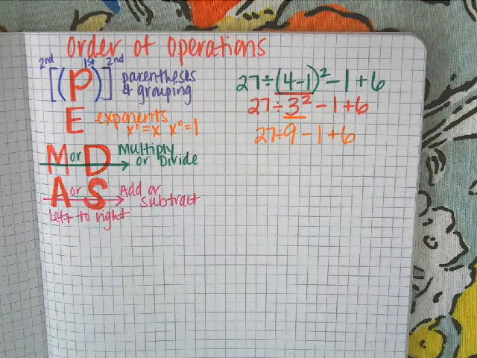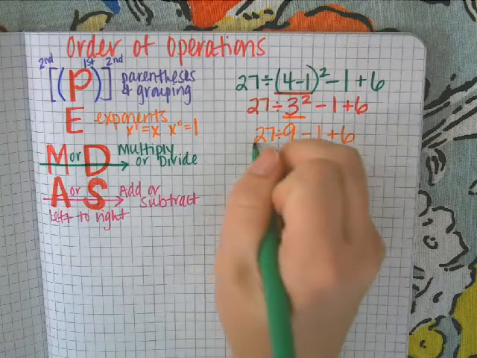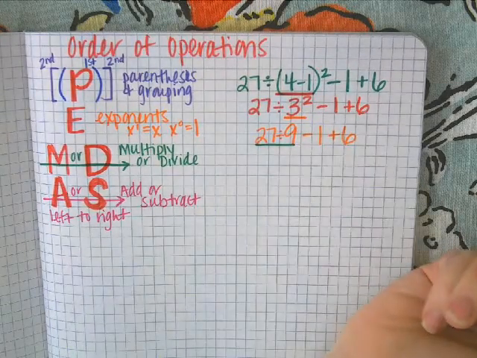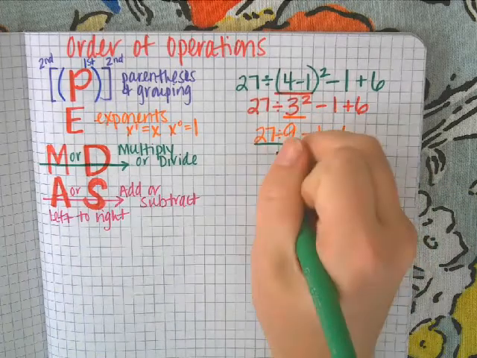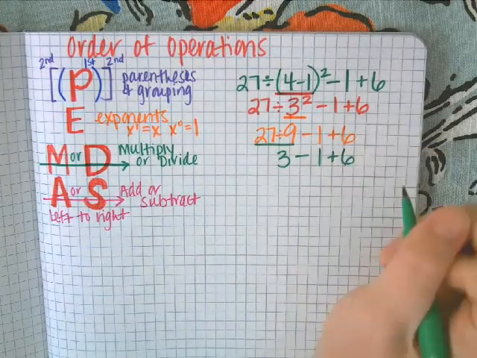Now that I've dealt with all the exponents in the problem, I need to see if there's any multiplication or division. I notice, yes, I have a division problem right here. 27 divided by 9 is 3. Now I have 3 minus 1 plus 6.